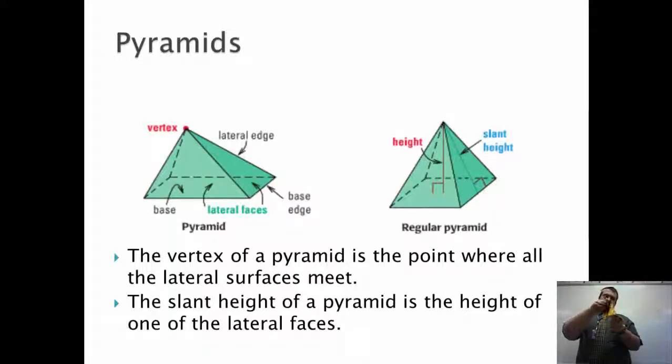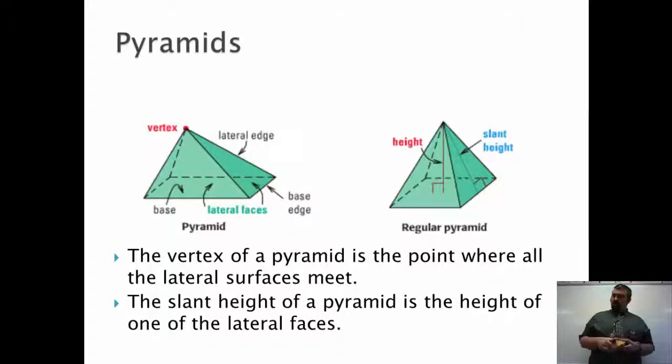All those triangles meet at one point at the top, which I call the vertex of the pyramid. This is the base, the vertex of the pyramid. And the lateral faces are the faces that aren't the base. Again, a lateral edge is any edge where two lateral faces meet, and a base edge is where the base and a lateral face meet.